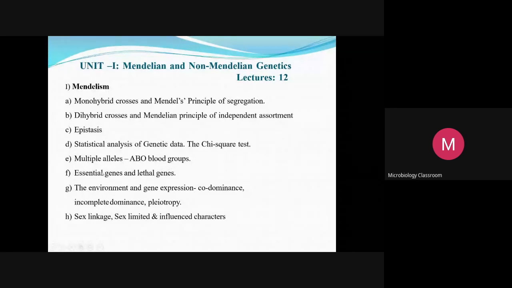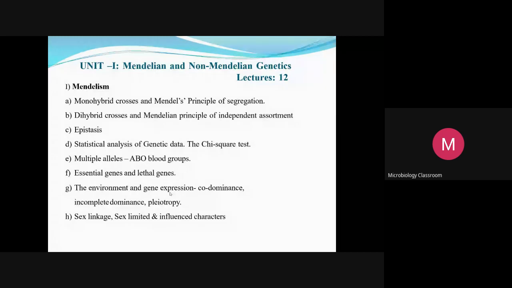So in multiple alleles also, some genetic examples are there, and also examples of essential genes and lethal genes, that is, genetic crosses along with the genetic examples are there. Then environment and gene expression, that is codominance, incomplete dominance, and pleiotropy are there.